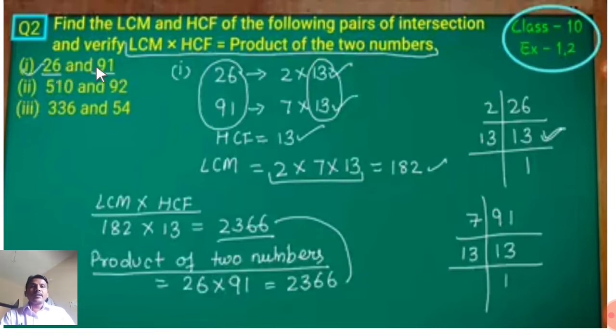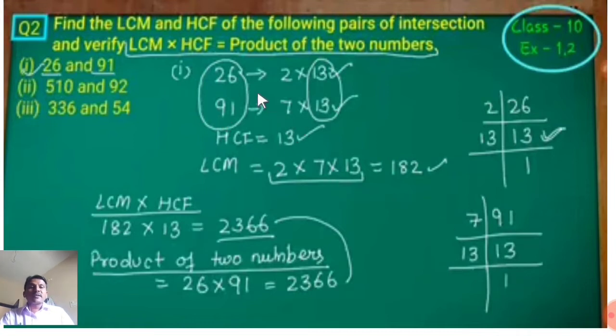26 and 91. So the prime factorization of 26 is, it is divisible by 2. 2 13s are 26, 13 1s are 13. So 26 is equal to 2 into 13. 91 is equal to, it is divisible by 7 and 13. 7 13s are 91, 13 1s are 13. So 91 is equal to 7 into 13.